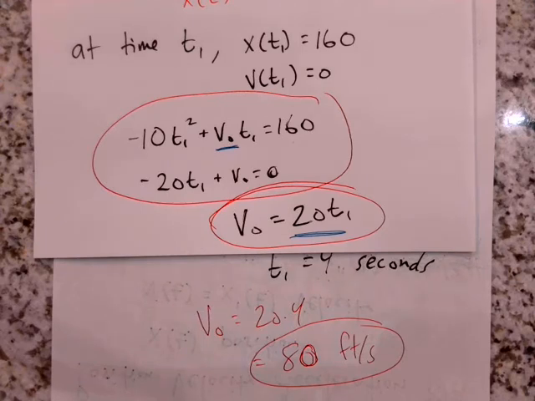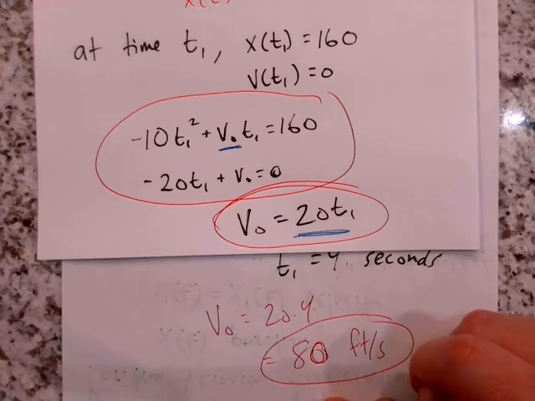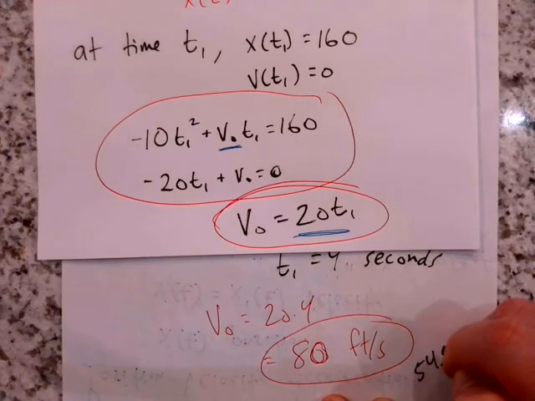Which you can figure out how fast that is. I think 80 feet per second is like, I don't know, 50 some odd miles an hour. Let me do the math real fast on my calculator. It's 54.5 miles an hour.